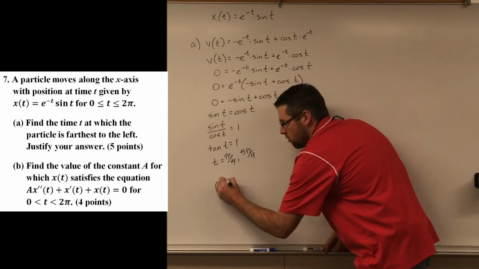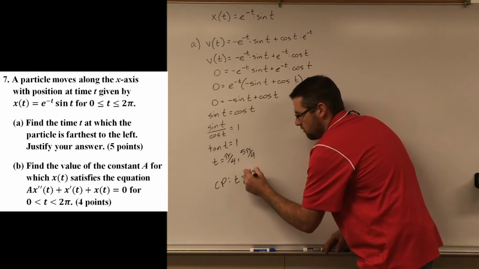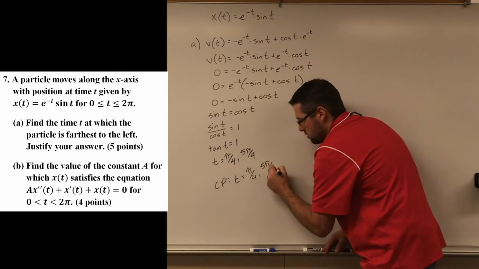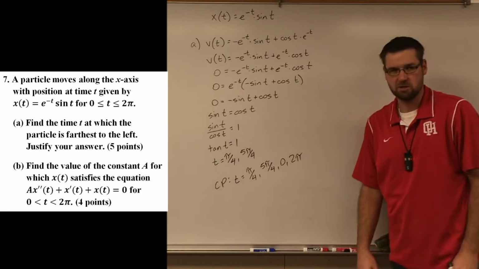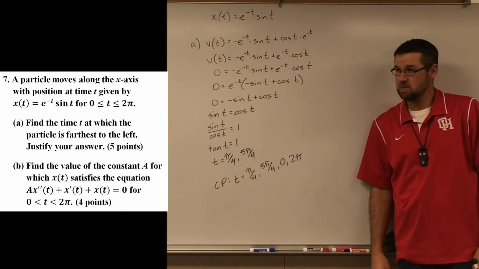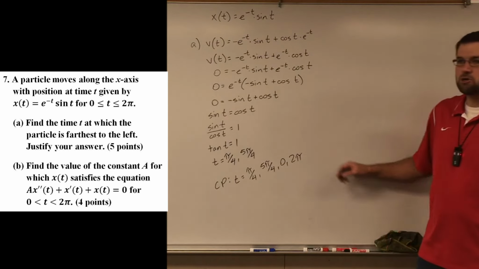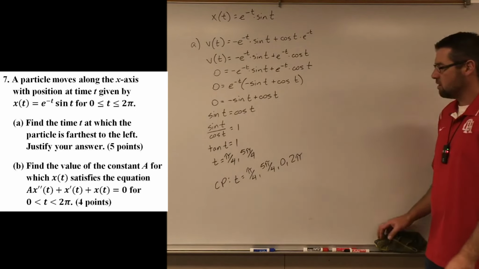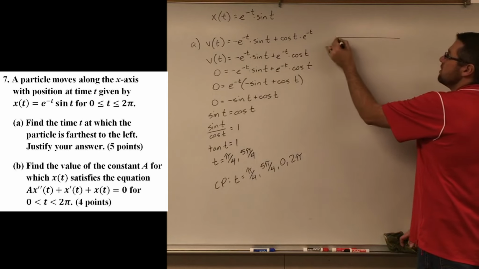So we're going to say the critical points are when t equals pi over 4, 5 pi over 4, 0, and 2 pi. Are you guys okay with that? Those are the only places where you can have an absolute min, only place where you can have an absolute max. We could do a number line right now. Let's do a number line, just see.